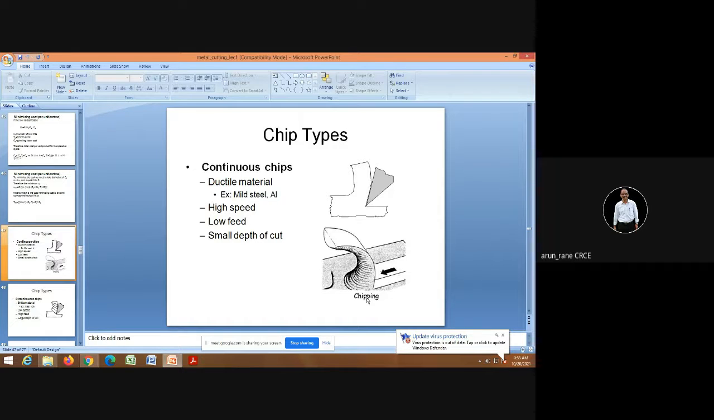Like suppose you are traveling in a car, if there are pits or bumps, the speed has to reduce. You cannot have the same speed. So the same thing is the function of the chip breaker. There are usually cavities provided on the inserts. The moment the chip hits those cavities, it gets broken, and that's why the name is chip breaker. Chip breaker means it breaks the chip. So you have continuous chips and discontinuous chips.